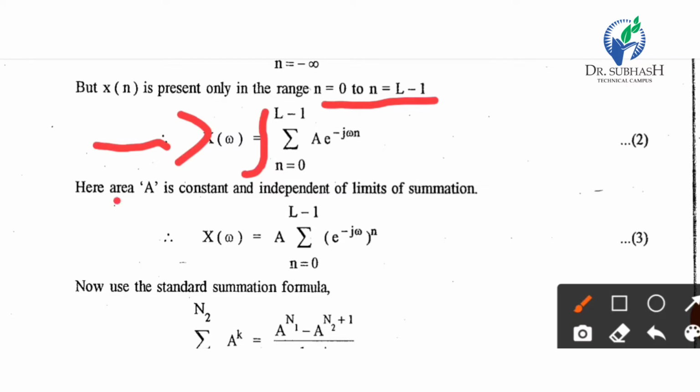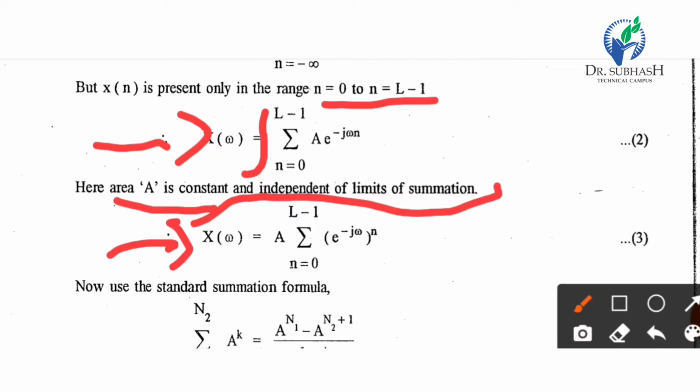Here the area a is constant and independent of the limit of summation, so we will put a outside the summation. So X of omega equal to a summation n equal to 0 to L minus 1 e raised to minus j omega n.